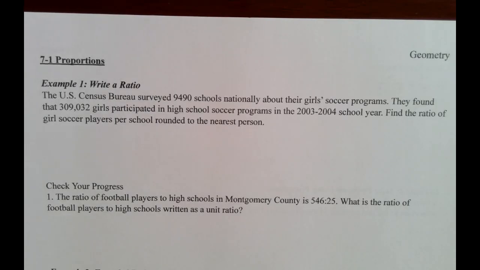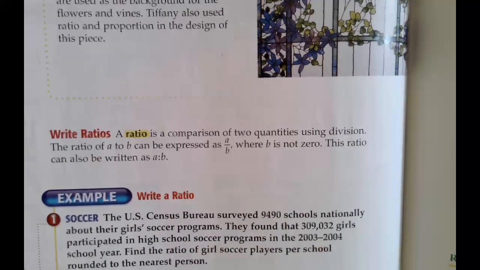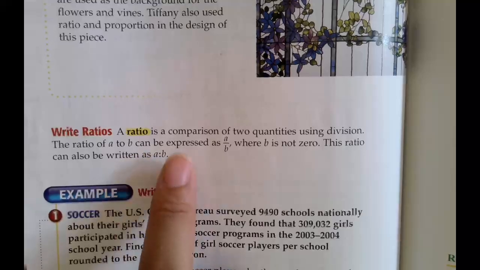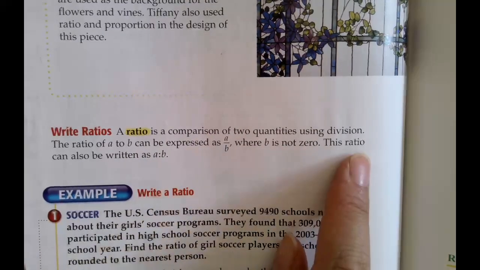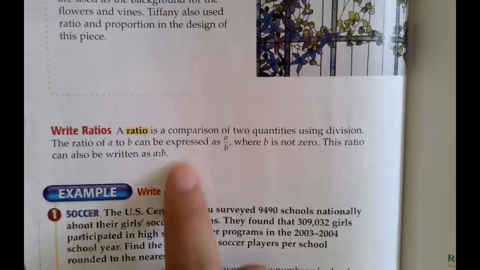Proportions are often written in ratios, and they can be written in several different ways. A ratio is a comparison of two quantities using division. The ratio of A to B can be expressed as a fraction, A over B, where B is not 0. It can also be written as A colon B.